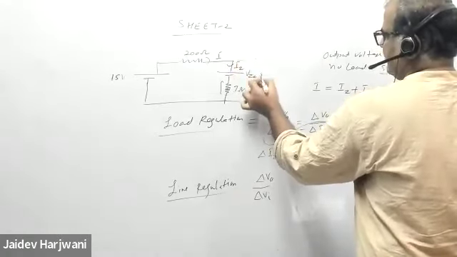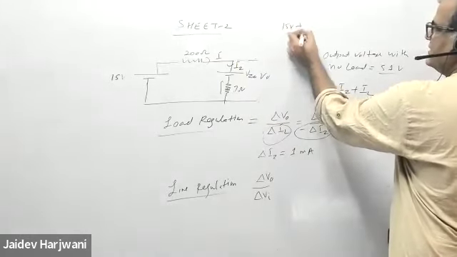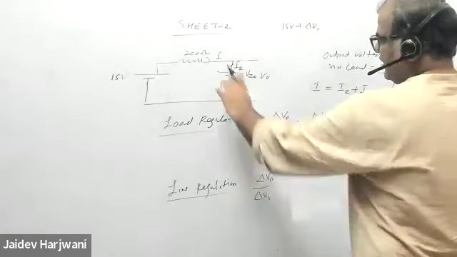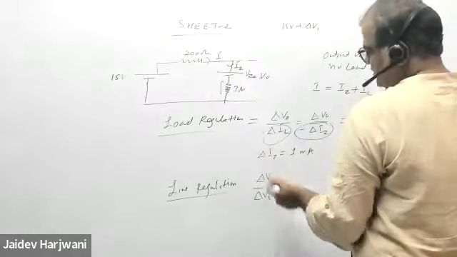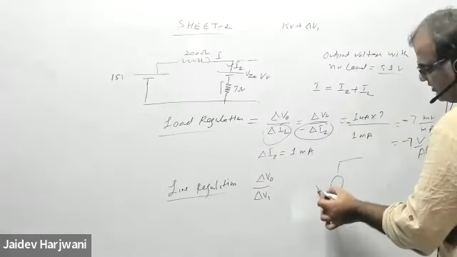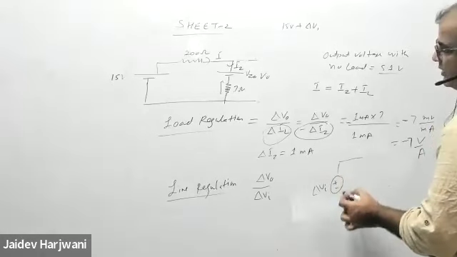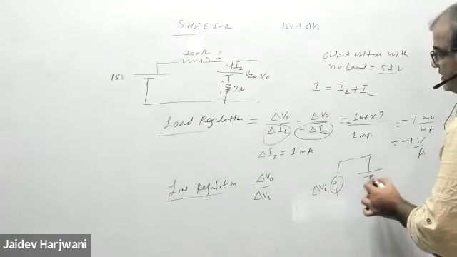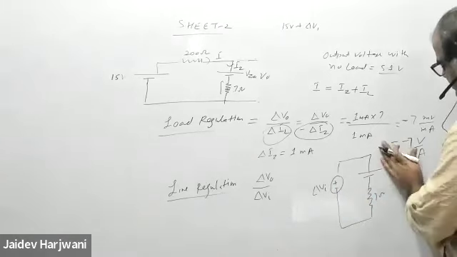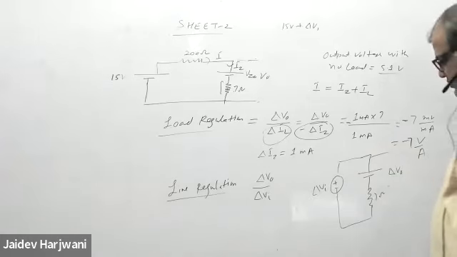Say this is my V naught for 15 volt. Now I will say 15 volt plus delta VI, say 15.5 volt. So how much voltage will change? If I put here a source of delta VI, then how much current, how much change will come here? This is 7 ohm. So how much delta V naught will come here? That you have to find out.